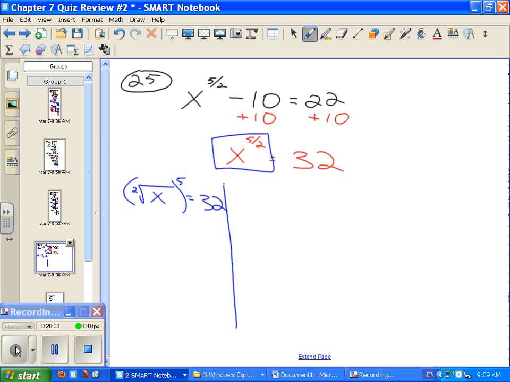We're going to do this several ways because, well, if you're going to be calculator dependent, that's a good way to do it.